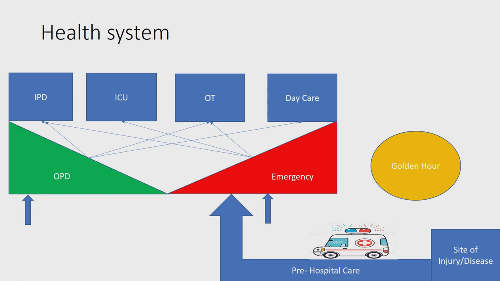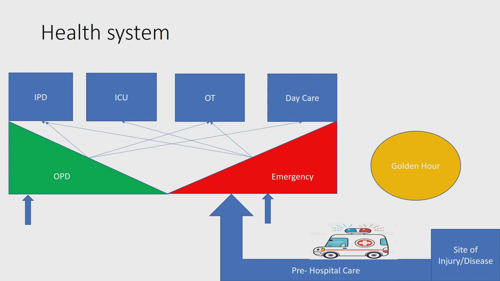Usually the disease process or acute injuries start here, and the patient needs to come to emergency using these pre-hospital services, which, as mentioned, are suboptimal, and by the time they reach, they have already lost their golden hours. We always mention the golden hour: if we give timely care, then patient outcome is definitely going to improve. But unfortunately, in our settings, by the time they come, they have already lost this golden hour.